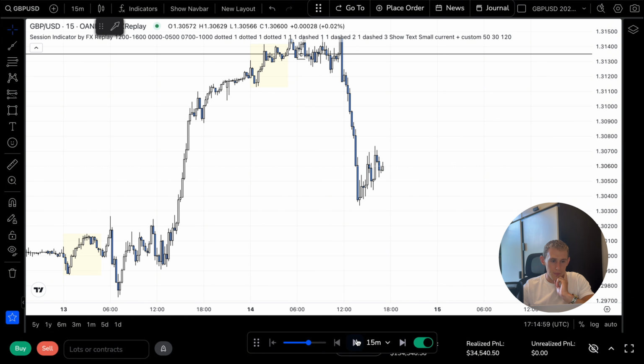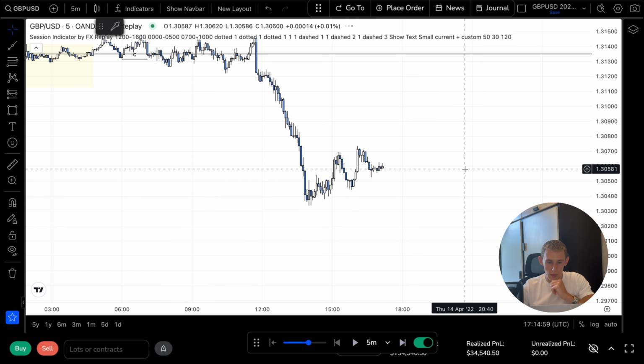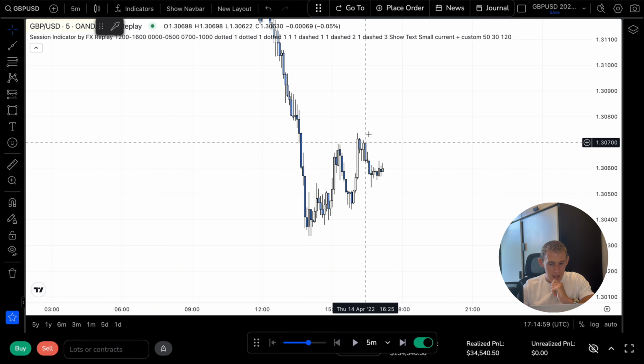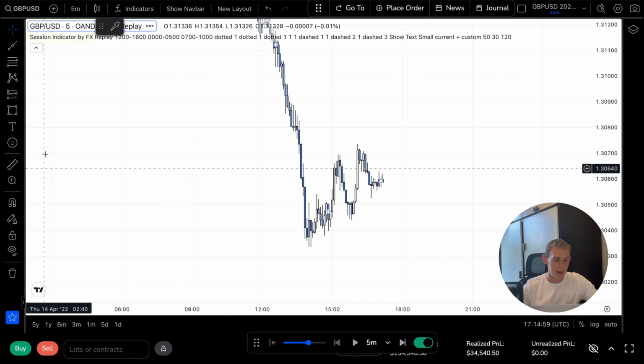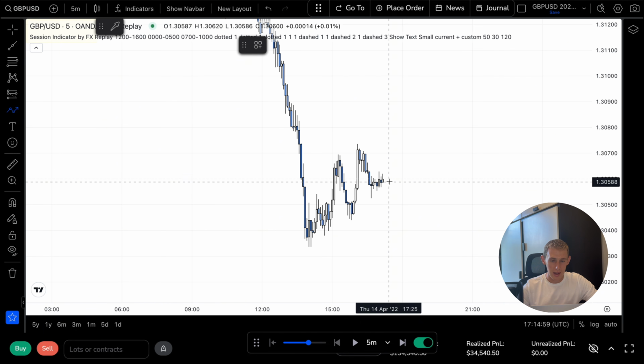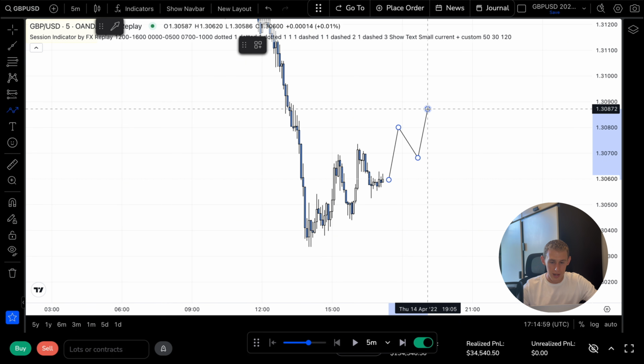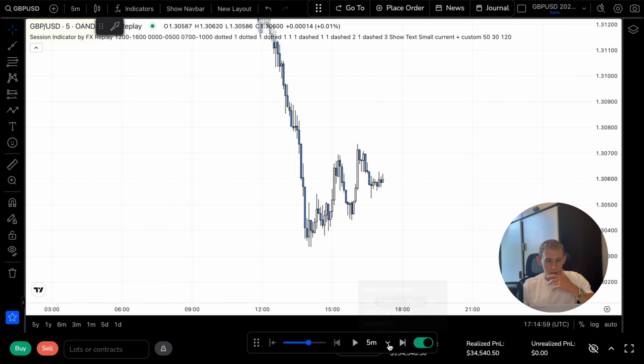Yeah, nice. Notice here how we've got this very corrective pullback. In a situation like this, what I would anticipate would be maybe a few more sweeps of the high, then price just going down from here. Let's have a look.